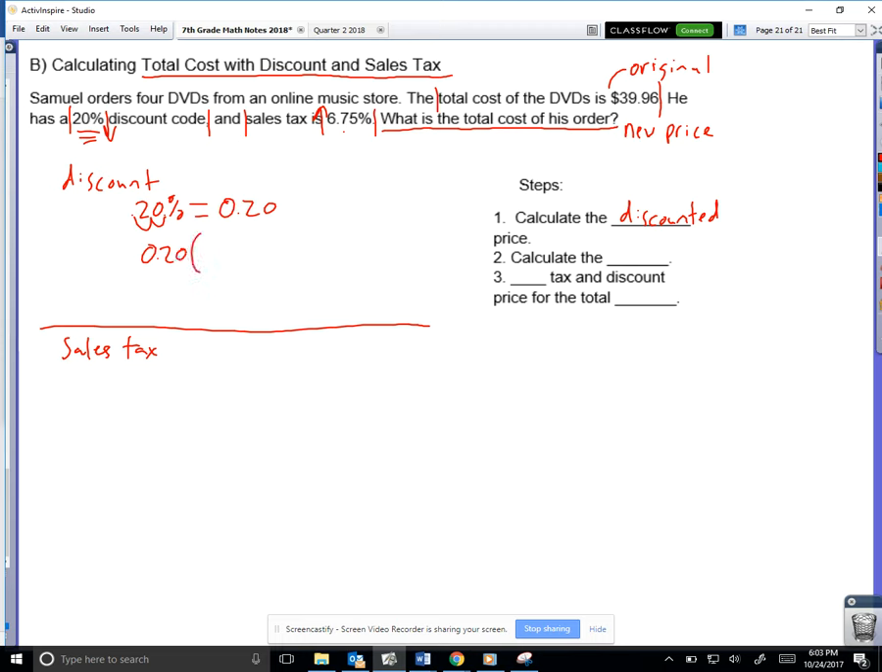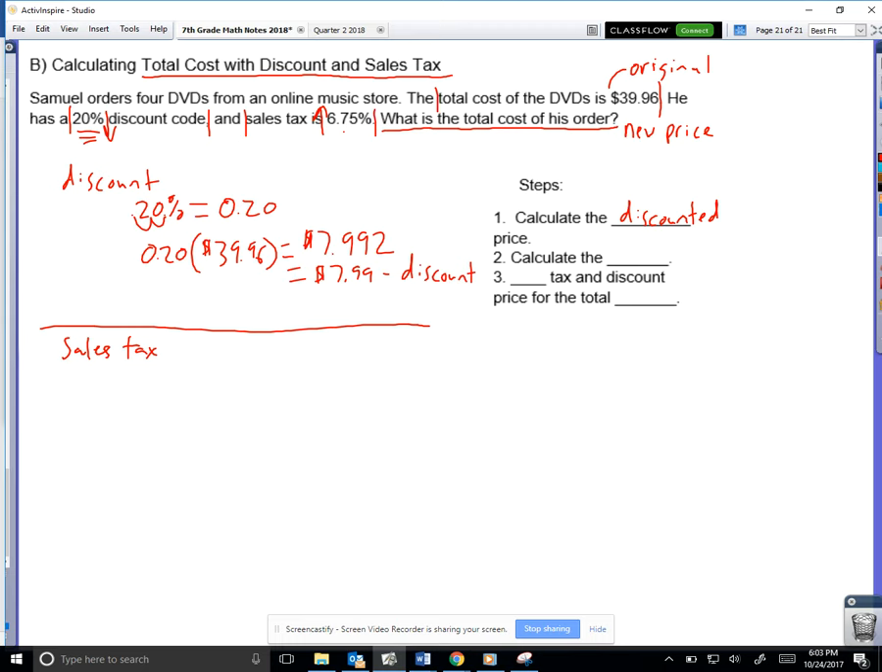All right. Then you're going to take 0.20, just like we've done before. Okay, we've done this already in other lessons. Multiply that by $39.96. Okay, and when you do that, that's going to give you $7.992. All right, and we're talking dollars here, so we're not going to need the 2, so I'm going to round that to 7.99.